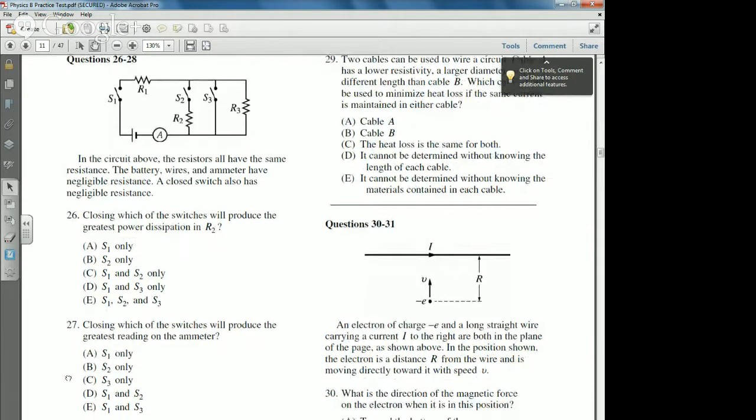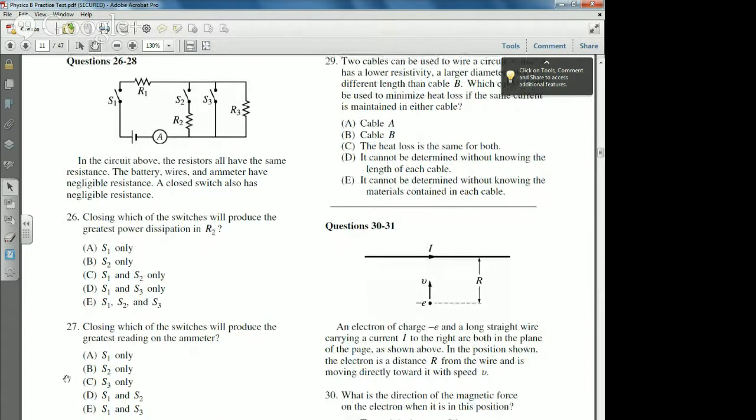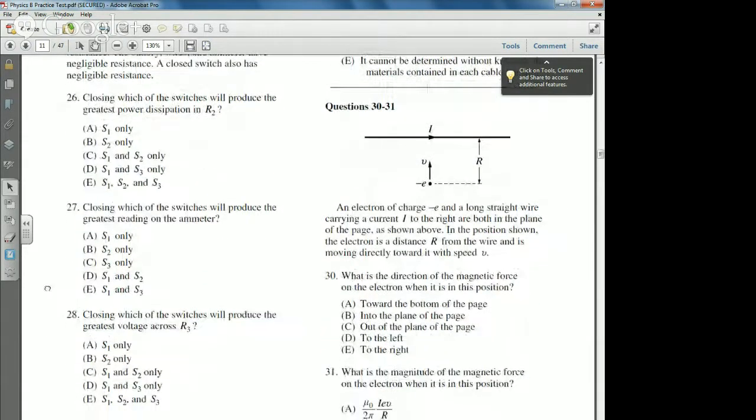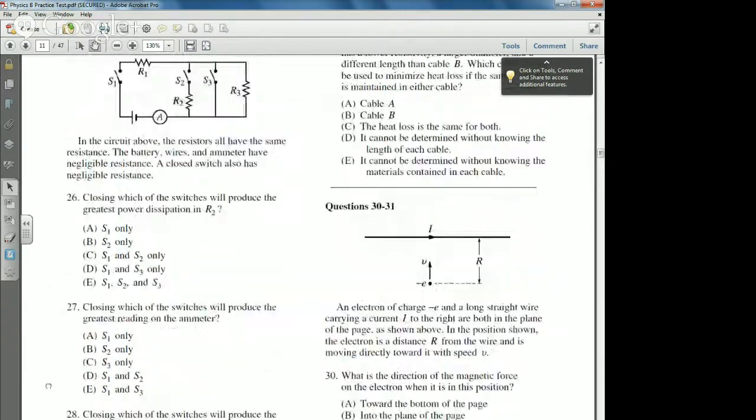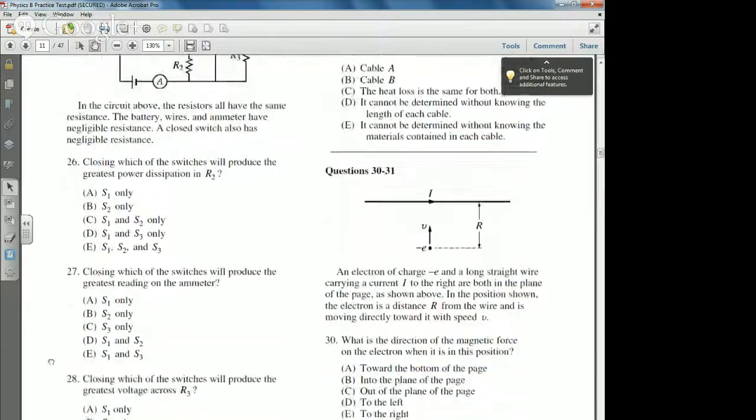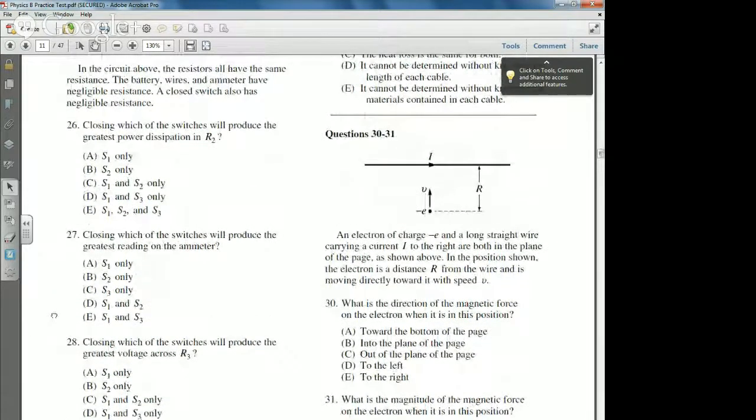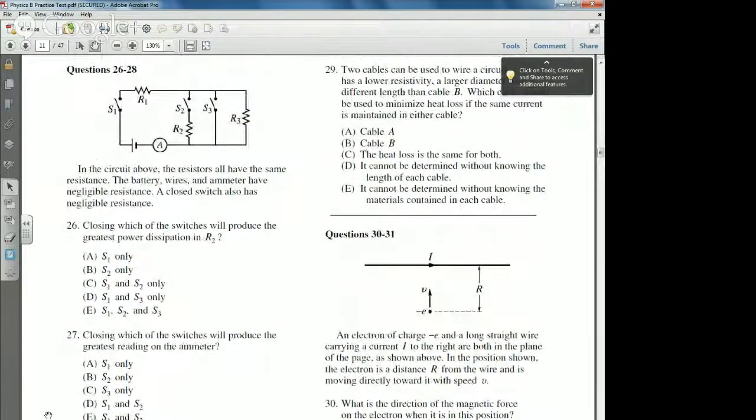But if they ask which one creates the greatest reading on the ammeter, you'd only want switch 1 and switch 3 because you want to avoid the other resistance. You want the most current. So 27 is choice E. 28. Which ones will produce the greatest voltage across resistor 3? Well, in this case, the answer would be switch 1, because voltage means it's using up some of the energy, but you want a higher resistance to get more of the energy.